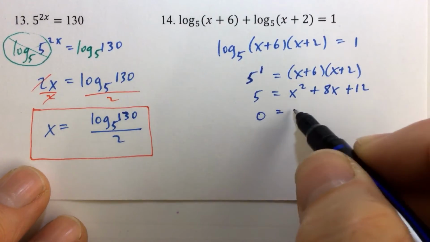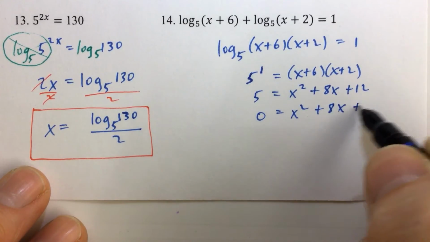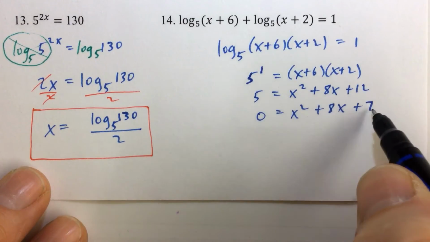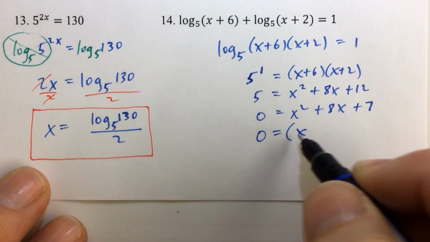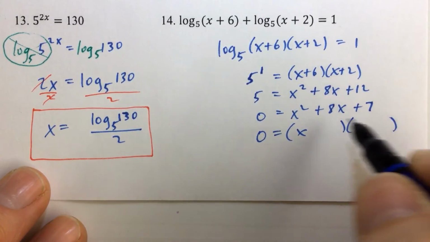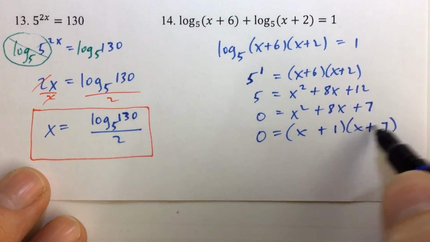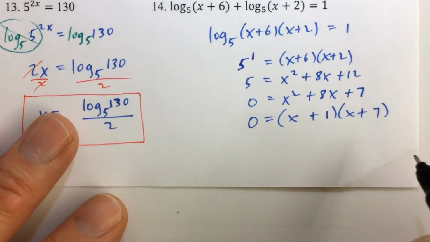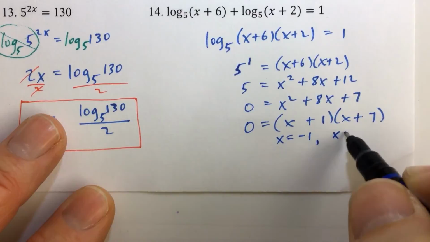Subtracting the 5 from both sides, we're going to get x squared plus 8x plus 7. So be careful about that. Double check. Minus 5, 12 minus 5 is 7. Good. And now we have one side equaling 0, so we're going to go ahead and factor now. So factors of 7, 7 and 1 that add up to 8 would be x plus 7 times x plus 1. Which means when we set each factor equal to 0, we get x equals negative 1 and x equals negative 7.